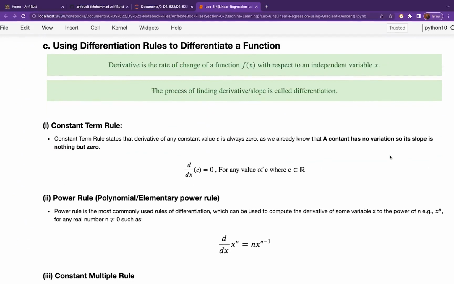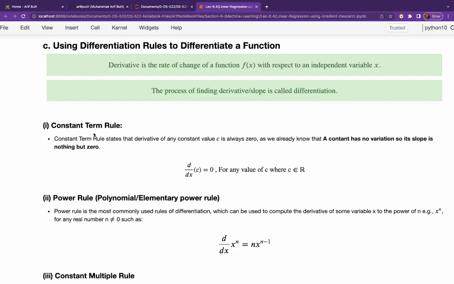Okay, in order to find the slope of a function at a specific point, we need to differentiate that function. In our undergrad course of calculus, we have learned 2 techniques of differentiation. One is using differentiation rules and the other is by first principle. Let me first give a quick recap of using differentiation rules to differentiate a function.